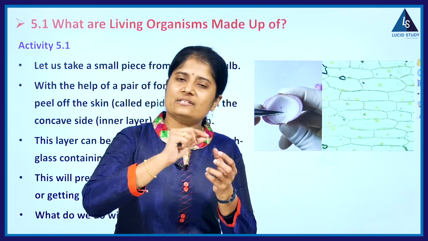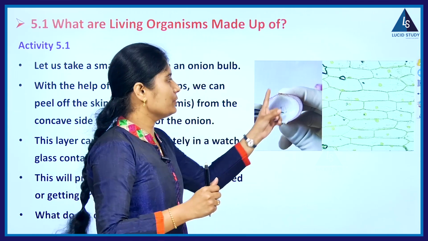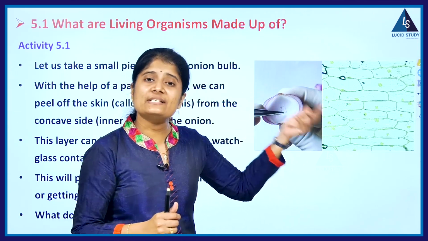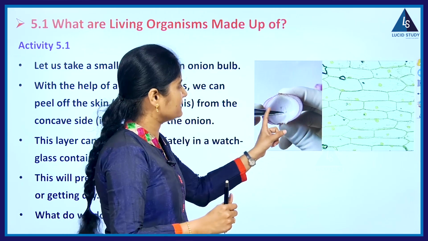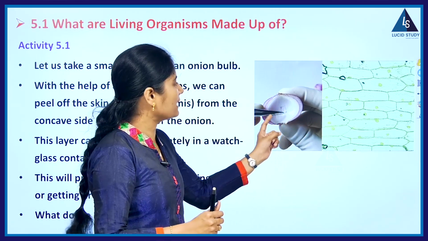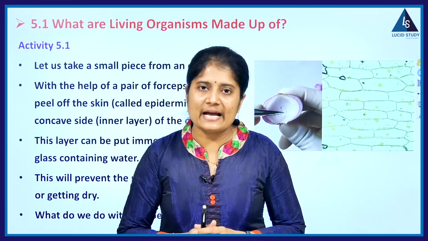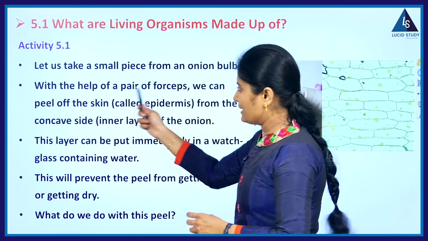So in that you can just see a fine layer which is about to be separated. That layer needs to be collected here. The side from which it needs to be collected is the concave side. See here, you can just see in the picture how, with the help of the forceps, they are about to collect the layer. That plays an important role here in the identification of the cell structure.